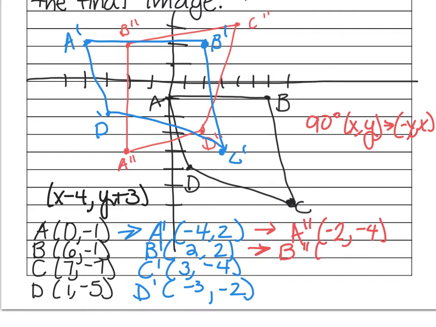B prime 2, you're gonna flip those around, and again change the sign of the first one. C second prime, you're gonna flip those around and change the sign of the first one. And D prime, you're going to flip those around so that it's 2, -3, and again I changed the sign of the first one. So now those points should match up with what I have here in red.